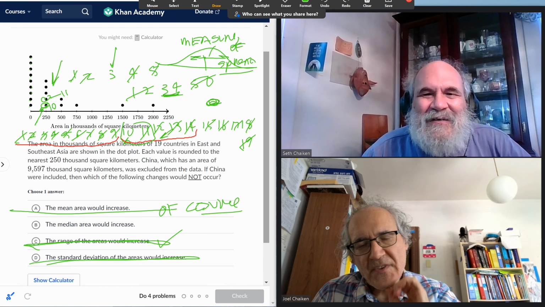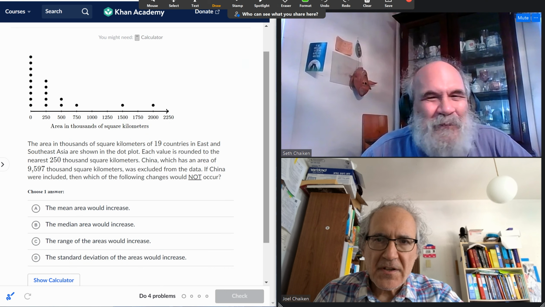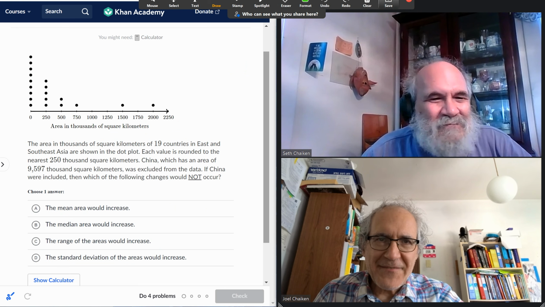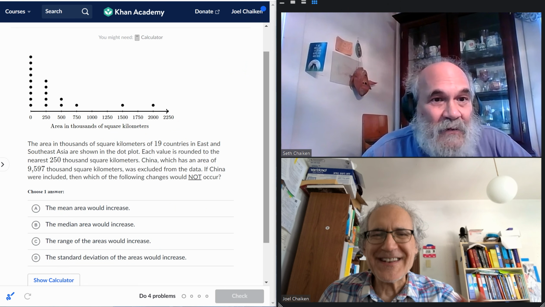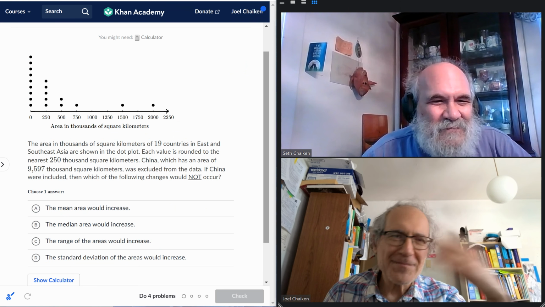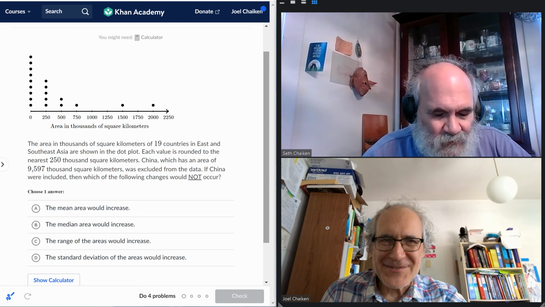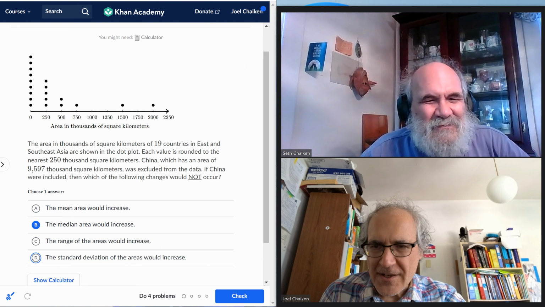Okay, so I guess let's see how they do it. Clear all drawings. By the way, whenever you have this problem, and this is not how you do the problem, but usually it's the median that doesn't change. This problem comes up so many times. Usually the median is the thing that stays the same, but you can't do the problem that way. But okay, here we go.